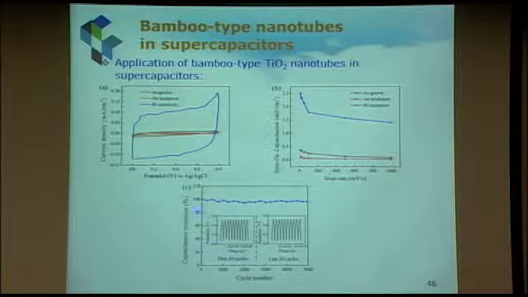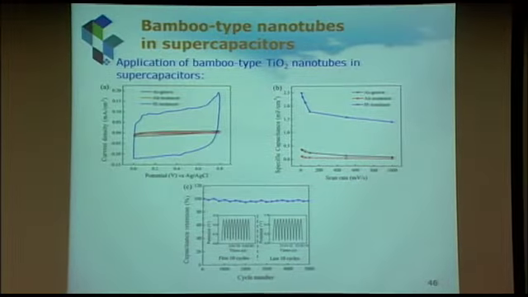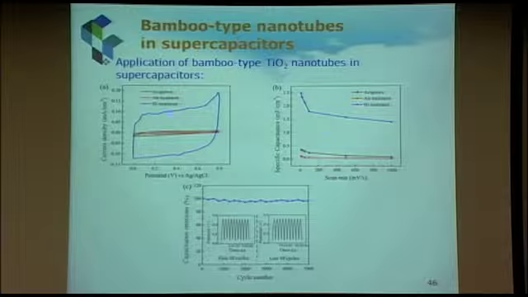The most important thing is, since it's an oxide, it's very stable. You can do this for 5,000 cycles, and basically the capacitance stays the same. As I said, it's not the best supercapacitor material. There are many other things you can do, but it's not a bad material.